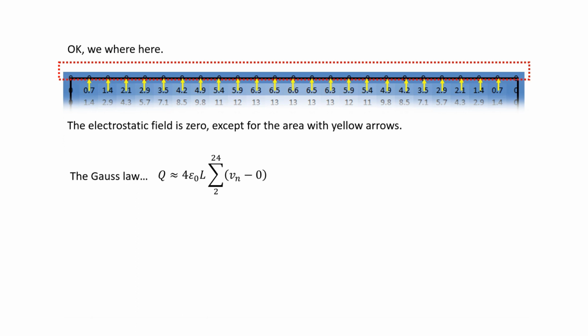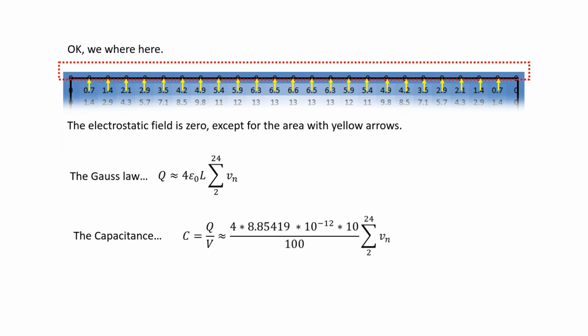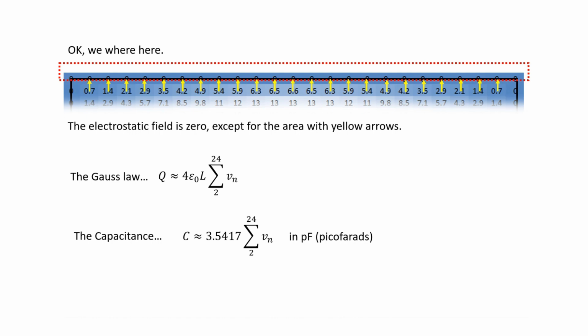The potential difference are the contents of those cells nearest to the conductor minus the potential of the conductor itself, which is 0. So this reduces to the sum of the content of the cells from 2 to 24. For the capacitance, just divide by the voltage and there we get the expression. Evaluating, we are now back to Excel once more.